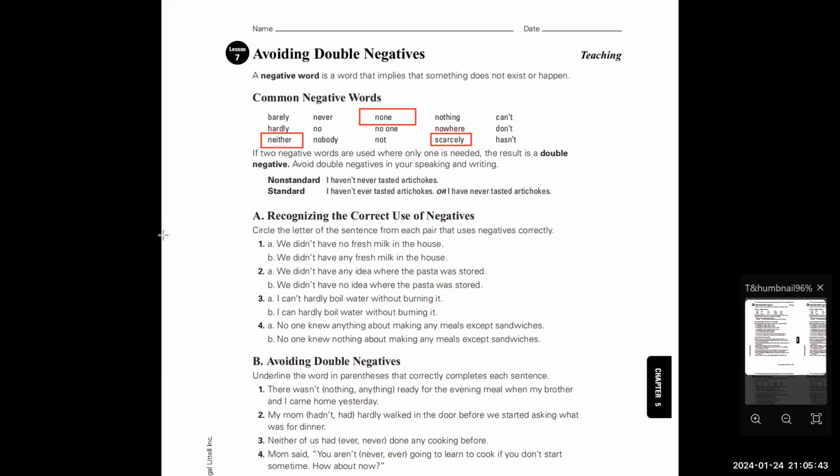I haven't ever tasted artichokes, or I have never tasted artichokes. So again, which one is the correct sentence?